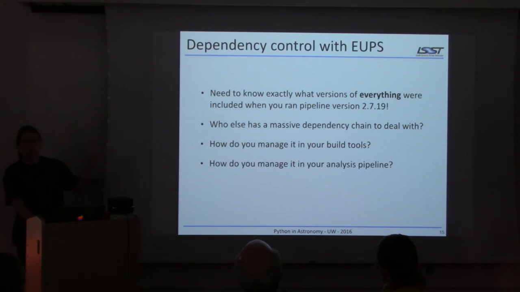One example, we use EUPS to control dependencies. When you're running a pipeline, you need to know exactly what versions of everything were live on the system when you ran that version of the pipeline. Because you have to know, when I ran it, can I reproduce it by running exactly the same thing? And can I do it somewhere else too? And we have this massive dependency chain. We have 241 packages in GitHub that you need to control those things.